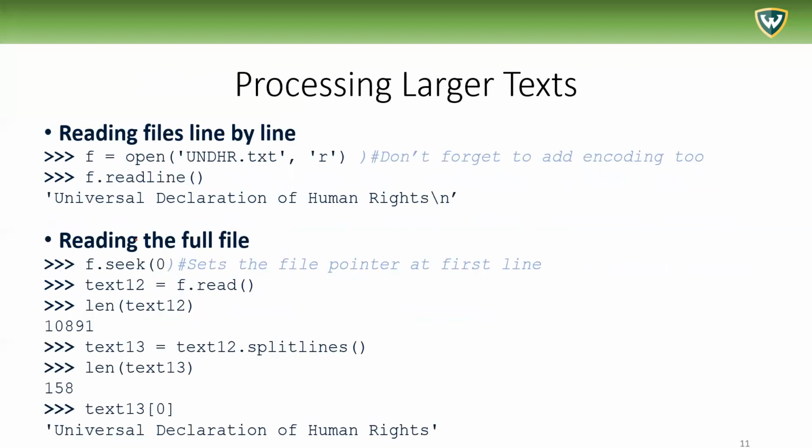We can also process larger text by opening files, and this is something that we often need to do in Python. So you can read a text file in this form. To read text files, we need to open the file. So there has to be an operation to actually open the file. Also, don't forget to add encoding if we need to.